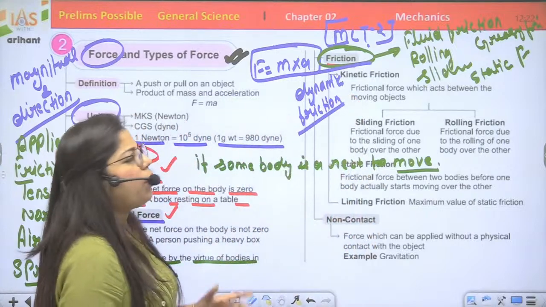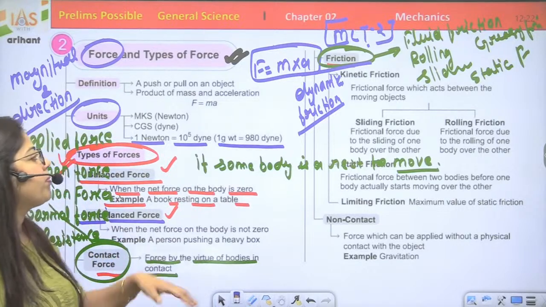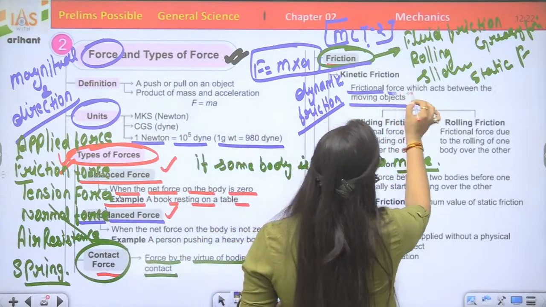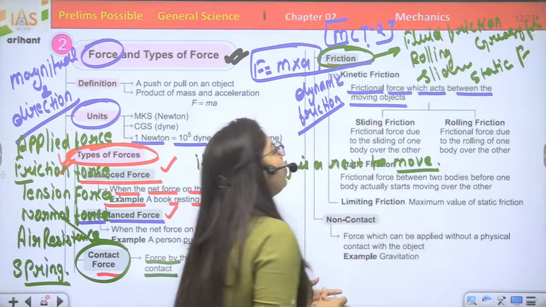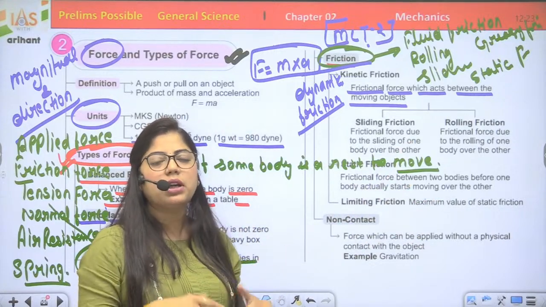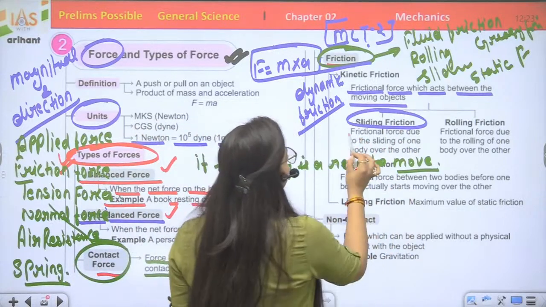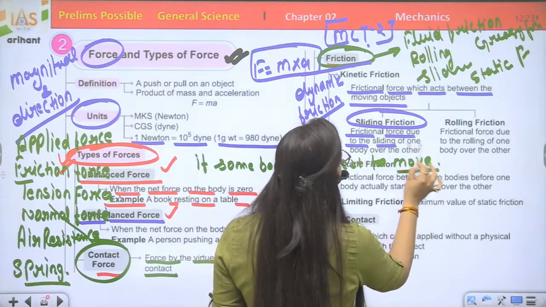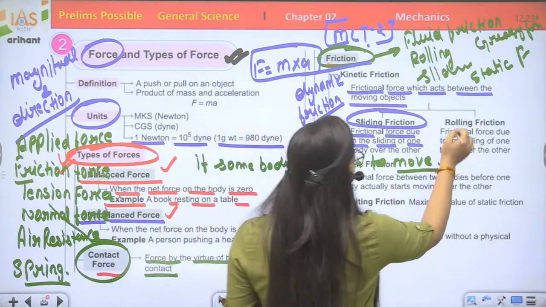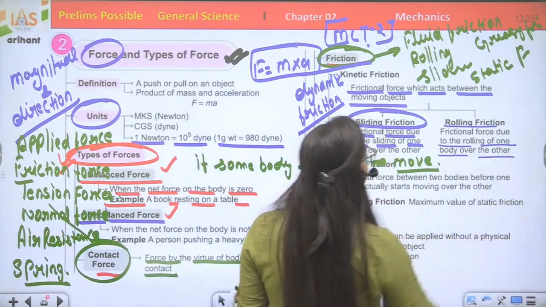Clear? Now what is kinetic friction? Kinetic friction is the frictional force which acts between moving objects, like sliding friction and rolling friction. Kinetic friction is further divided into 2 parts: sliding friction, the frictional force due to the sliding of one body over the other, and rolling friction, the frictional force due to the rolling of one body over the other.